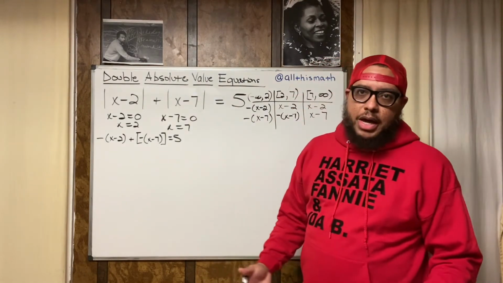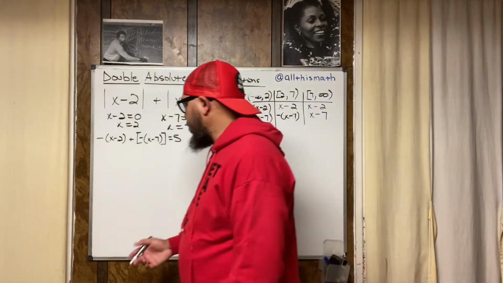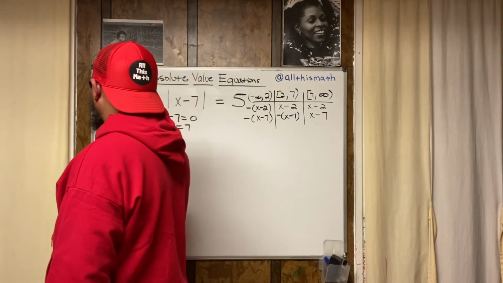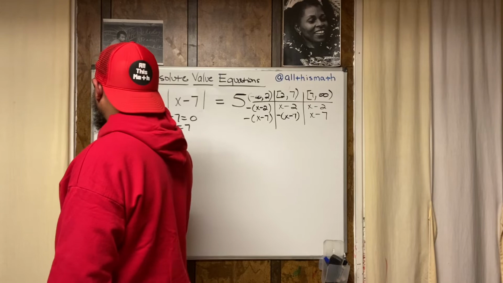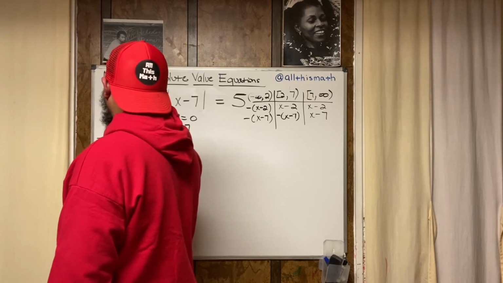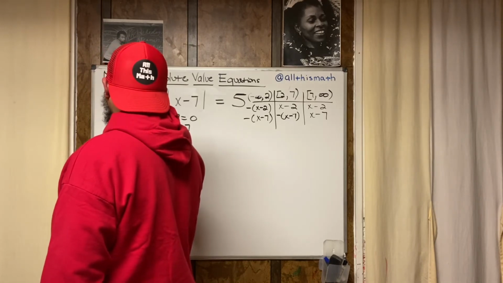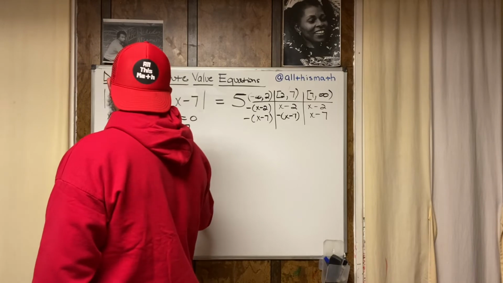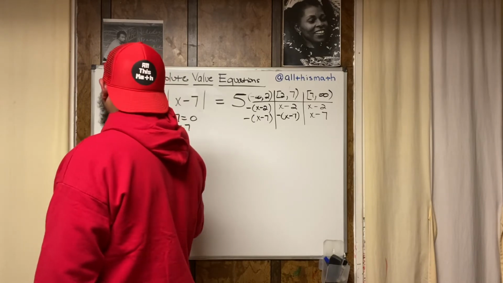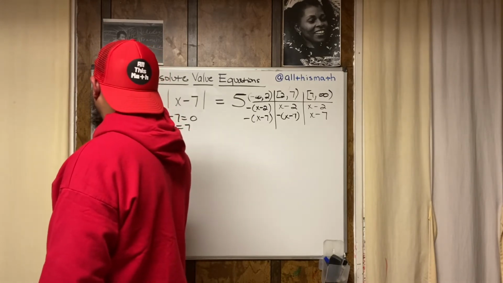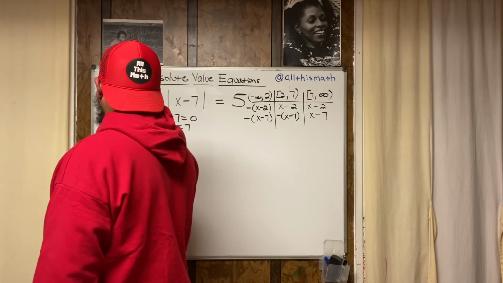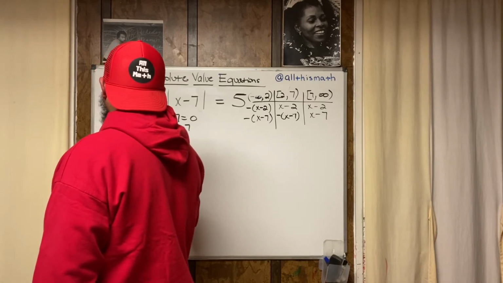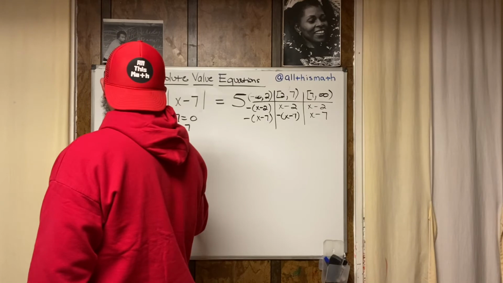Then I start simplifying, and then I ultimately solve for x. So watch what I do. I'm going to have negative x plus 2, because of the double negative. Then I'm going to have plus the quantity negative x plus 7 is equal to 5, right? And then I'm going to have negative x plus 2 minus x plus 7 is equal to 5.